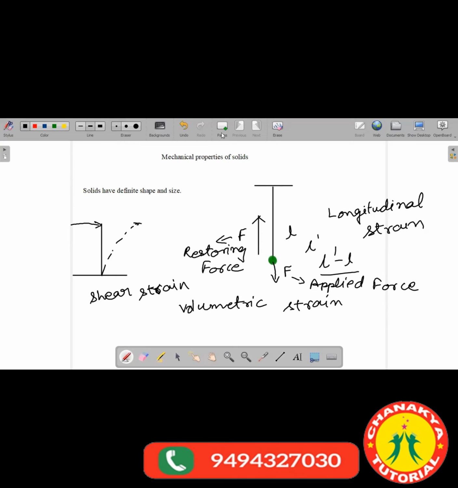We will see how to define the strain and how to define the stress, and then we'll move further. So how do we define stress? We define stress as the restoring force developed per unit area. You can also say the normal restoring force, where normal means perpendicular to the surface. The restoring force developed per unit area normally.